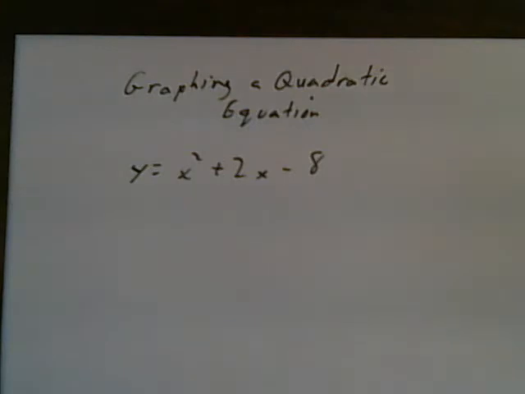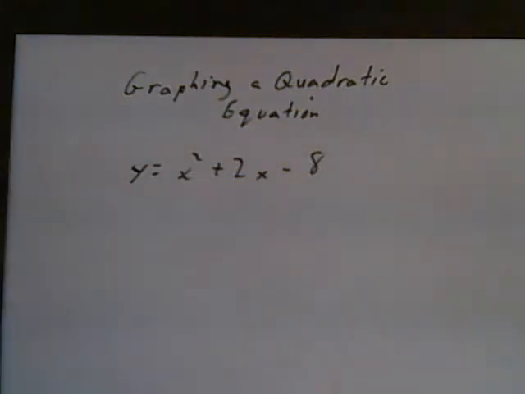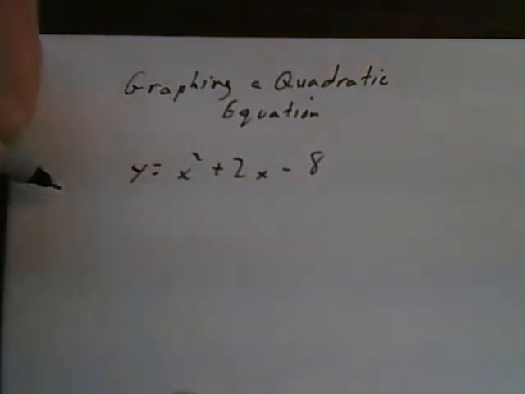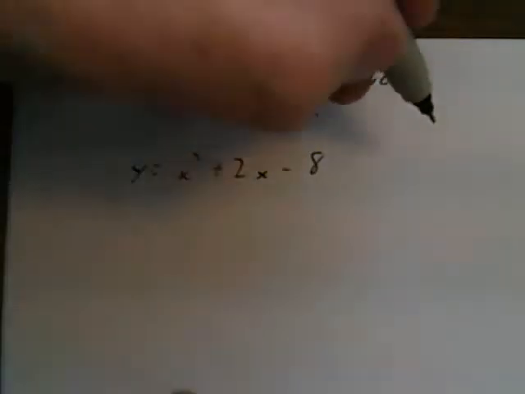Let's do a review of graphing a quadratic equation. Here I've got the equation y equals x squared plus 2x minus 8. The first thing I'd like to do is find the roots of the equation. These are also known as the x-intercepts. To do that, I'm going to factor the expression. So I'm going to factor x squared plus 2x minus 8.